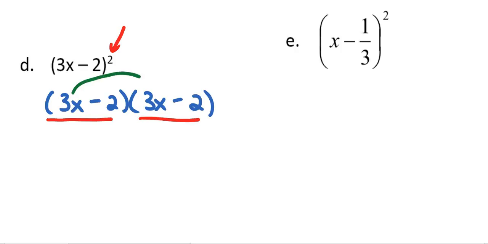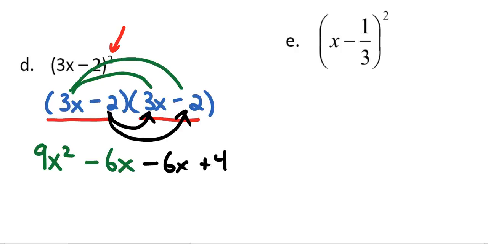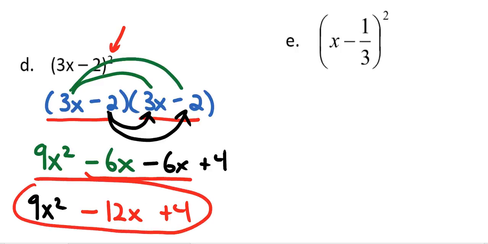So 3x times 3x is going to be 9x squared, and then 3x times negative 2 is going to be negative 6x, and then you need to multiply the inside terms as well. So negative 2 times 3x is going to be negative 6x, and negative 2 times negative 2 is going to be positive 4. Alright, so if I simplify this, this will be 9x squared, and this middle term is going to be negative 12x, and this will be positive 4, and that's your final answer. Okay, so there it is. Let's move on to the next one.